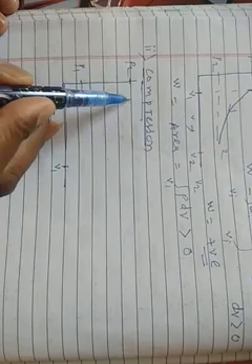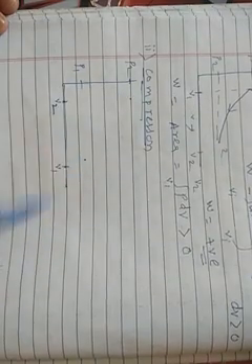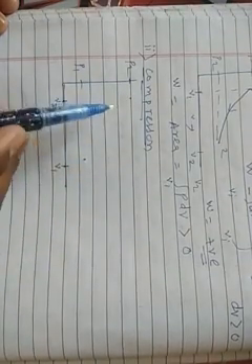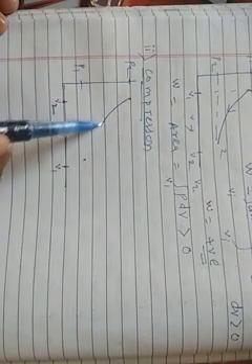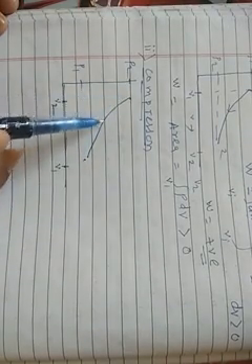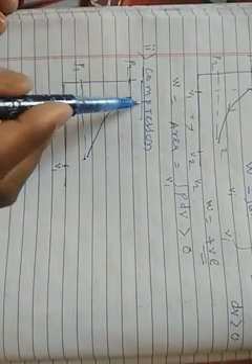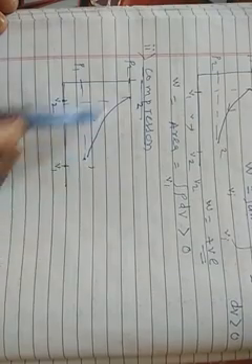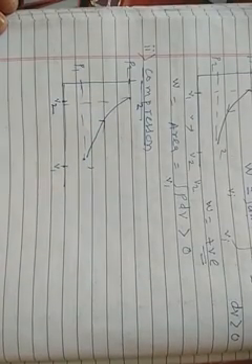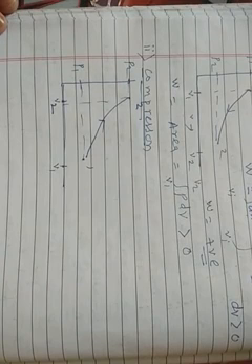So we have this graph. This is the point we have, initial and final. Remember, this curve shows the change from state 1 to 2. And this is the PV diagram for compression.